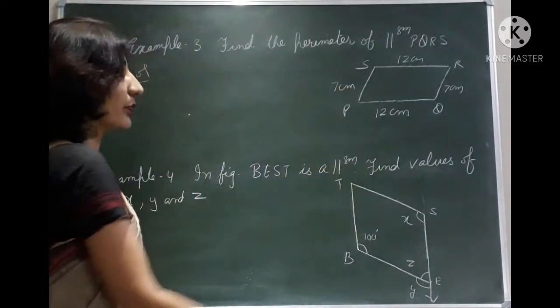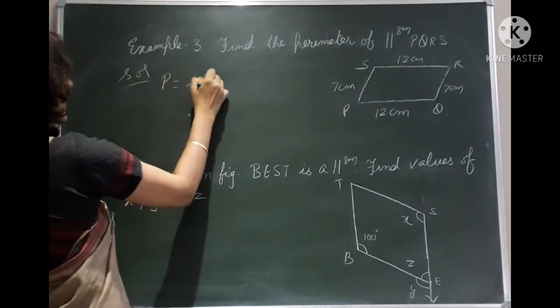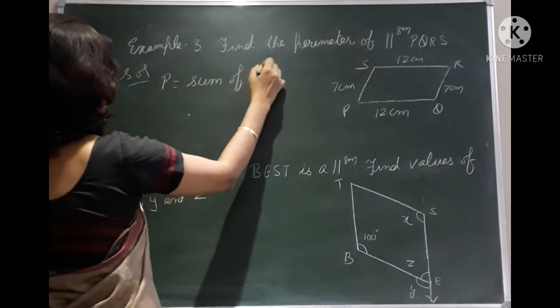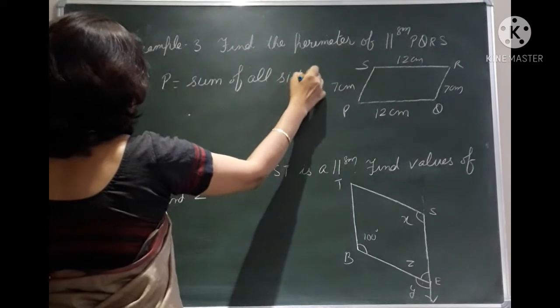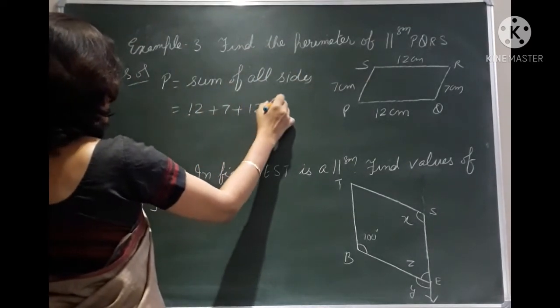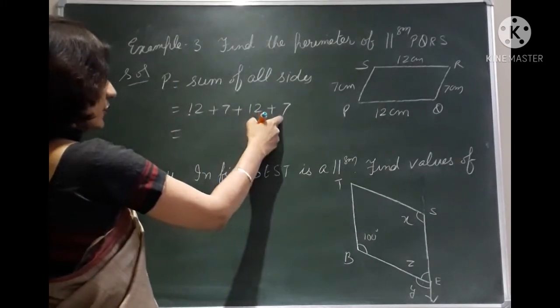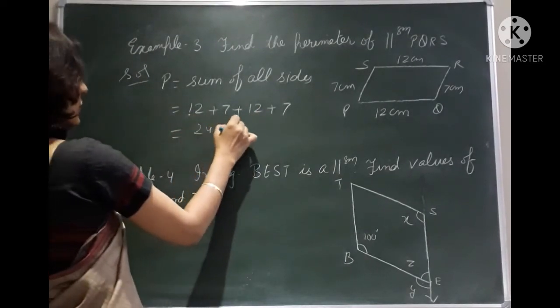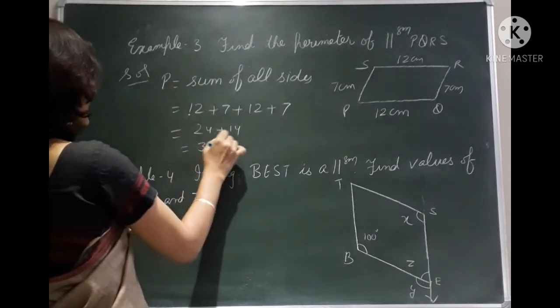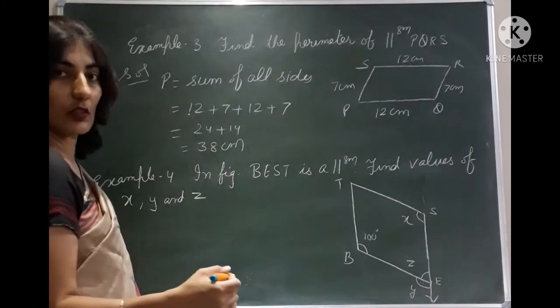So how to find the perimeter? Sum of all the sides. So perimeter equals sum of all sides. Add them: 12 plus 7 plus 12 plus 7. 12 plus 12 is 24, 7 plus 7 is 14. 24 plus 14 equals 38 centimeters. Now using these properties of parallelogram, we can solve the questions.